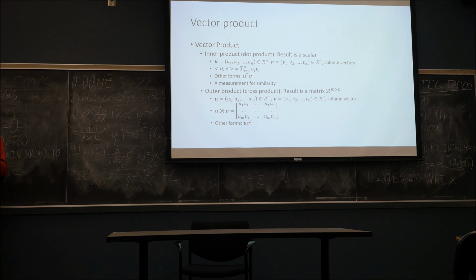So the outer product, also called the cross product, is actually a matrix. The outer product of two vectors will be a matrix. The difference is that these two vectors do not have to have the same length. For example, if U has length m and V has length n, and you do U cross V, it's going to be a matrix. We will see that again in matrix multiplication. Another form is U V transpose.